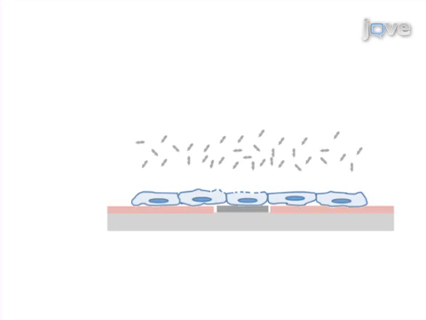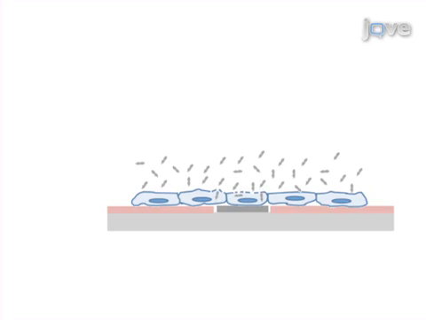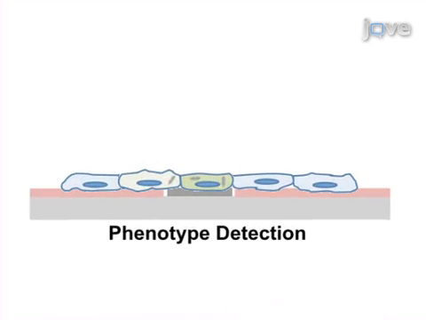This leads to the creation of pores in the cell membrane that allow the entry of exogenous molecules into the cell. The targeted cells can then be screened to detect the resultant phenotype using an appropriate assay.